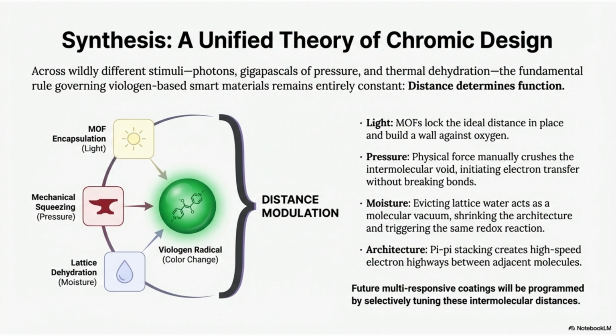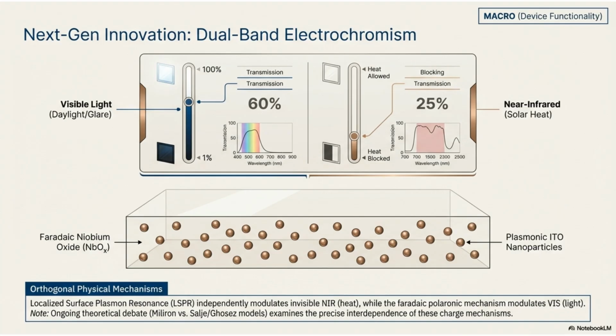A unified theory of chromic design reveals that across different stimuli, light, pressure, and dehydration, distance determines function. Future multi-responsive coatings will be programmed by selectively tuning these intermolecular distances. Next-gen innovation includes dual-band electrochromism. This device independently modulates invisible NIR heat and visible light. Faradaic niobium oxide and plasmonic ITO nanoparticles are key components in this structure.